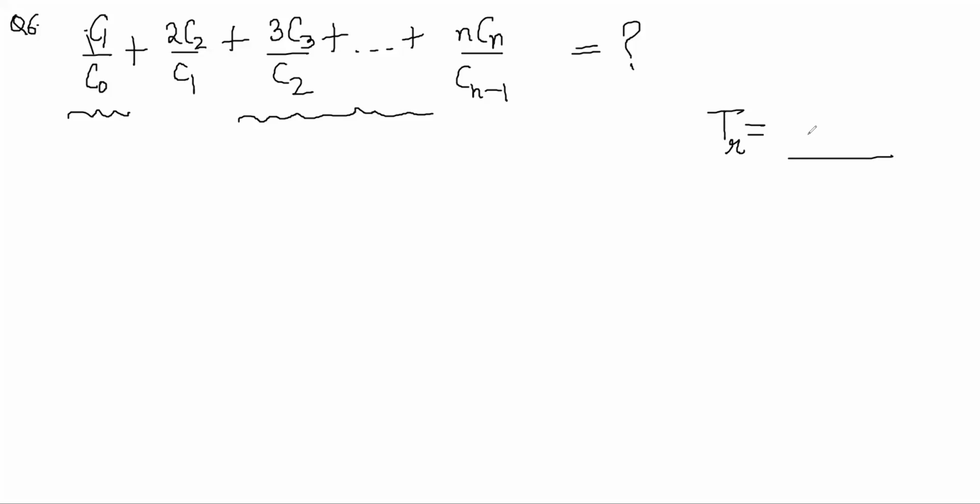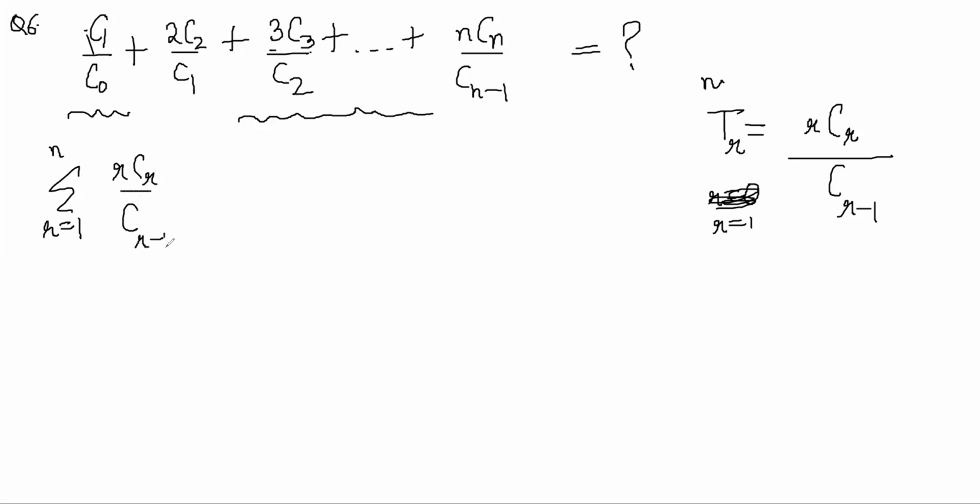It is on top is C, same matching, right? So r times CR divided by C R minus 1. And r goes from 1 to n, right? So basically we have to do summation r is equal to 1 to n of r CR by C R minus 1, right?